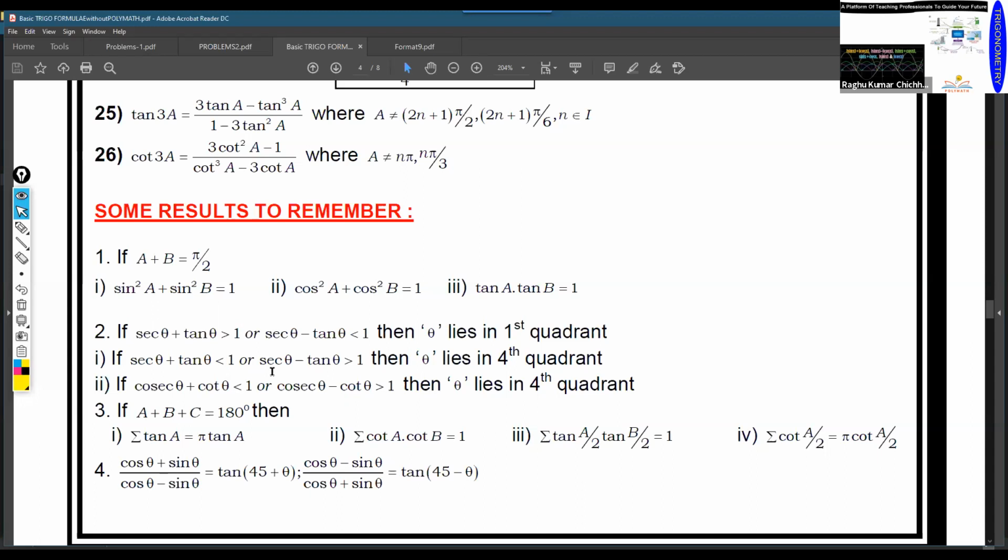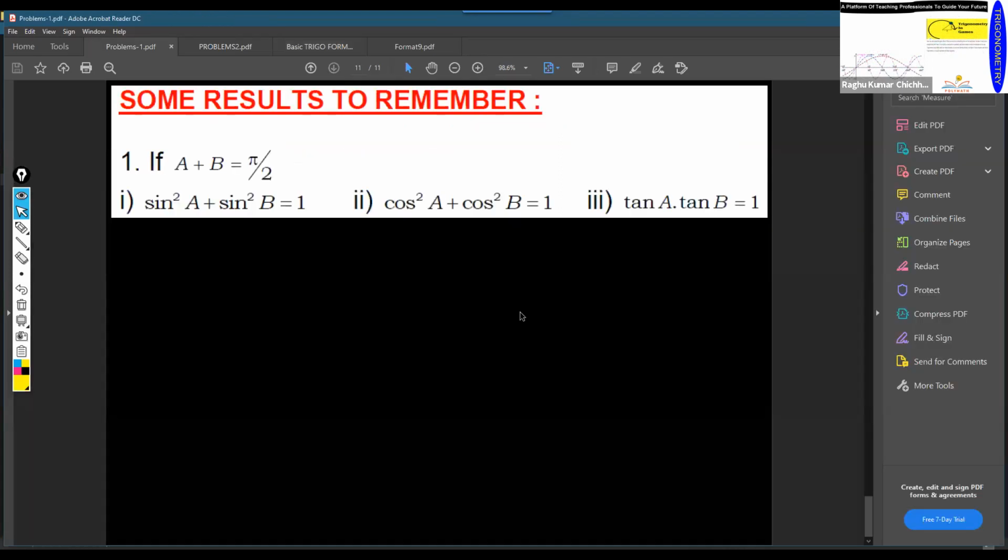It can be derived. You need not remember it, but the third one is important. If A plus B plus C is 180 degrees, sigma tan A is equal to pi tan A. We'll come to that next after doing some problems. This is the result I asked you to remember. If A plus B is equal to pi by 2, sine square A plus sine square B is equal to 1, which is equal to cos square A plus cos square B, which is equal to tan A into tan B, which is equal to cot A into cot B. All of them are equal.